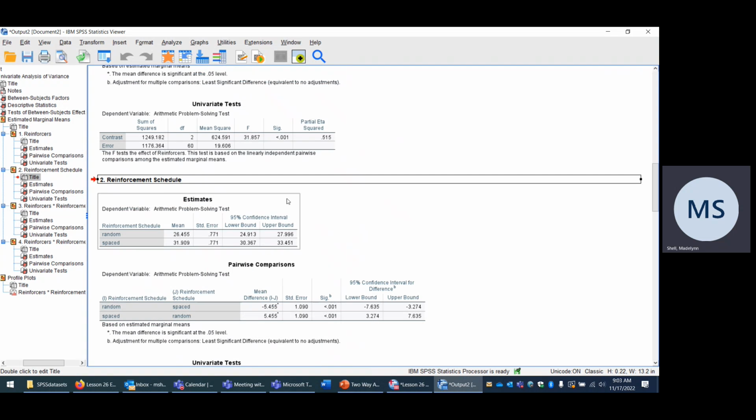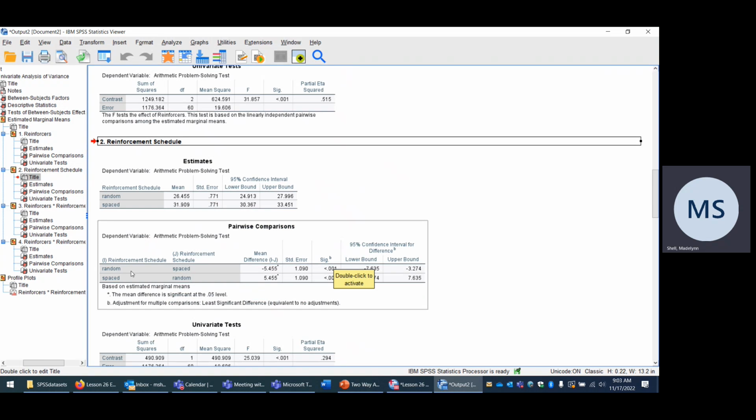Okay. Next is reinforcement schedule. So again, this is the main effect of reinforcement schedule. Is there an effect of reinforcement schedule regardless of what reinforcer is provided? So here we only have two levels, random versus spaced, and we can look at these means and see that it looks like it's different, and in fact there appears to be a significant difference. So it looks like the spaced reinforcement schedule leads to higher test scores than the random reinforcement schedule.